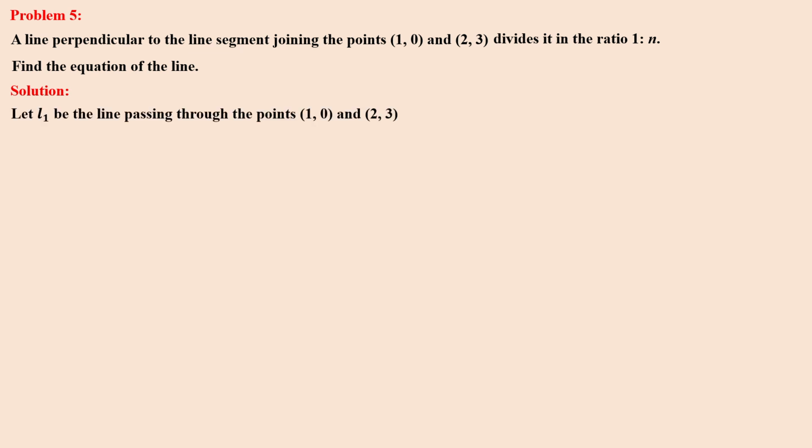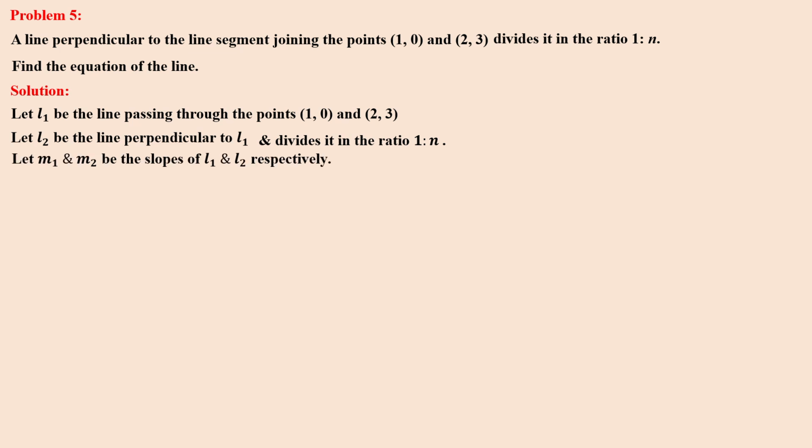Let L1 be the line passing through the points (1, 0) and (2, 3). L2 is the perpendicular line to L1, and it divides the line joining the points (1, 0) and (2, 3) in the ratio 1:n. That is what they have given in the problem.